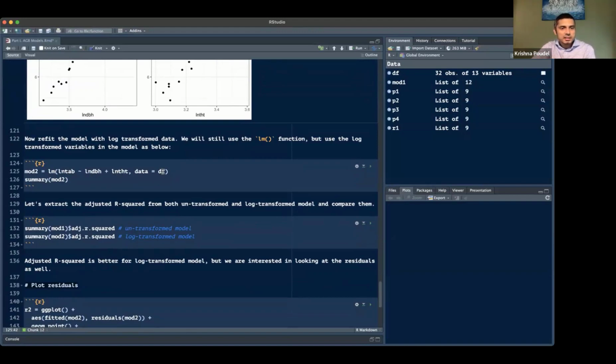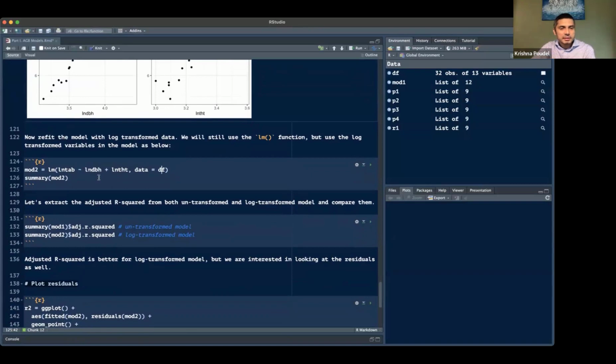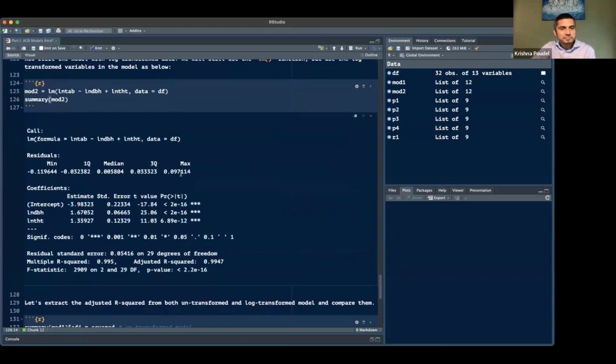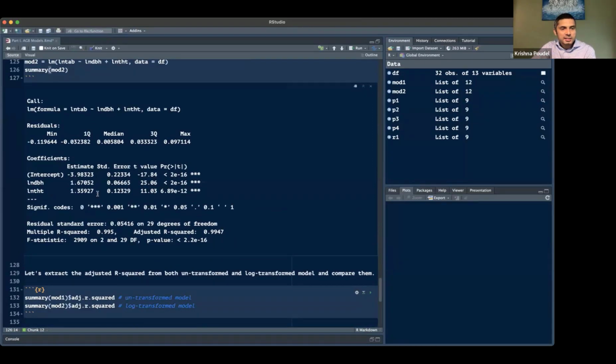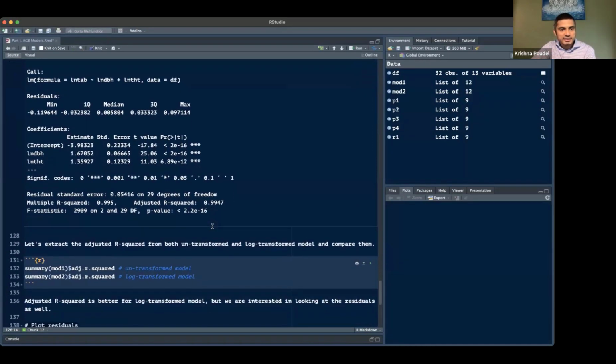And we are still using DF as the data frame. And the summary function will give us the summary of model 2. So let's run that. And now in log scale, height is also significant. R-square is even higher than that.